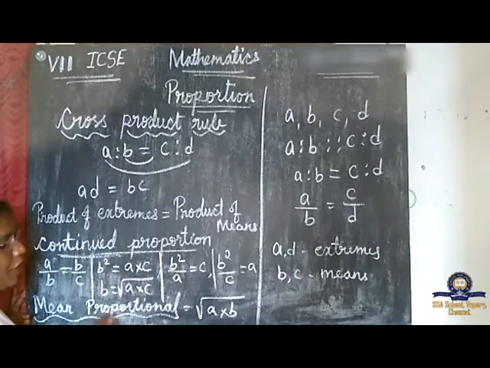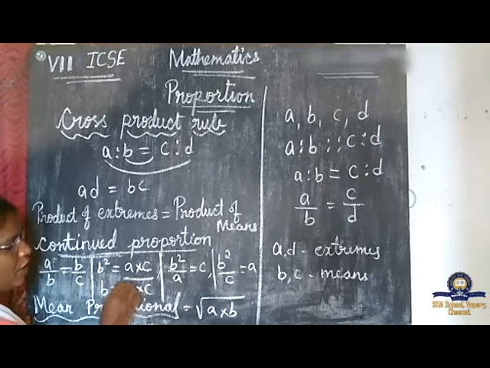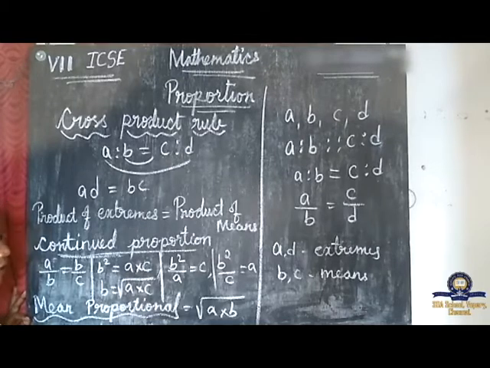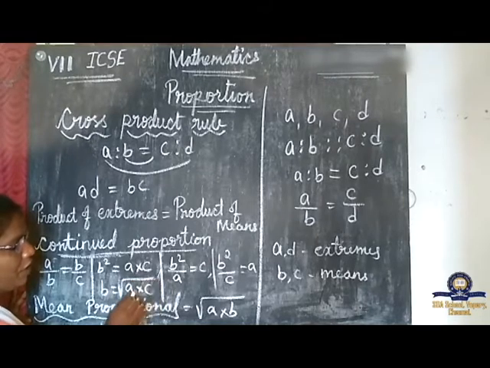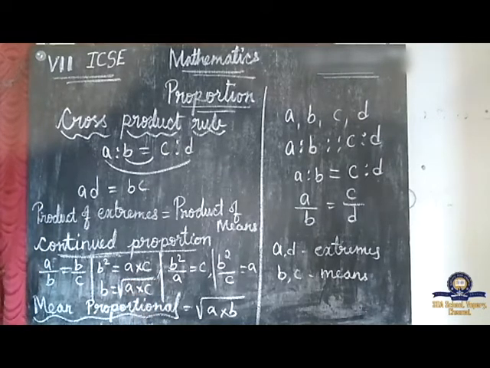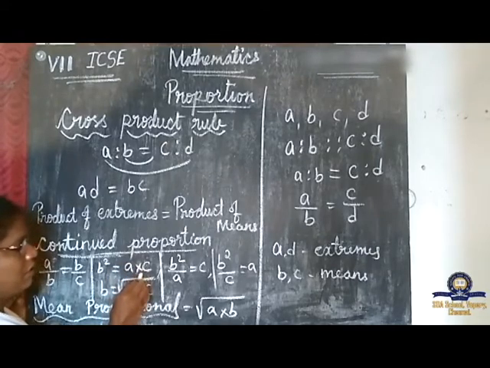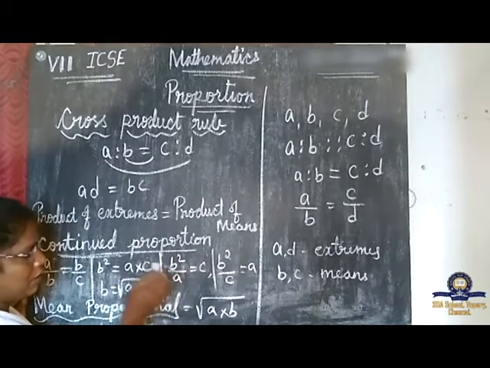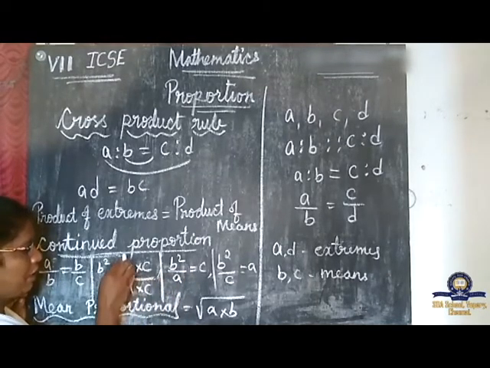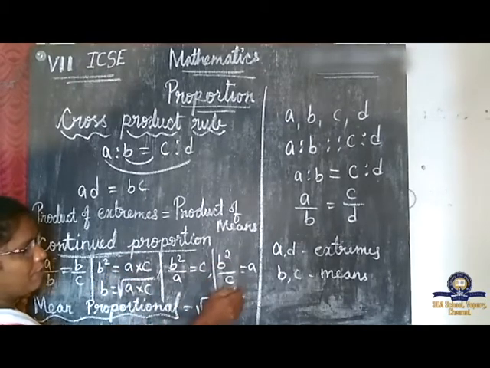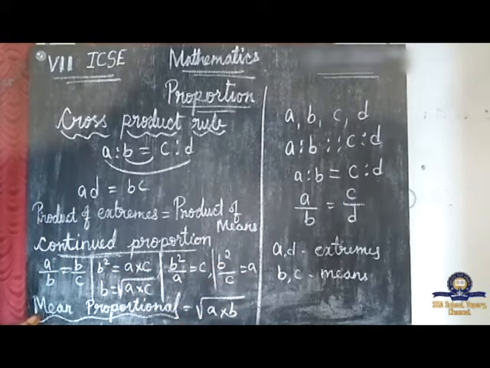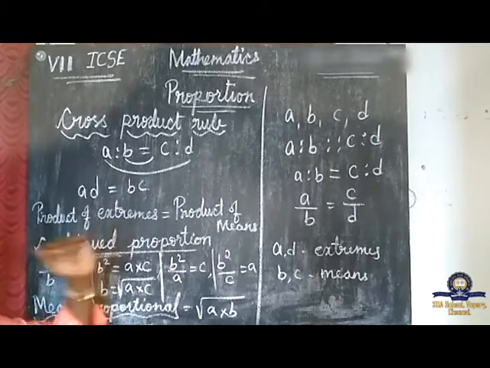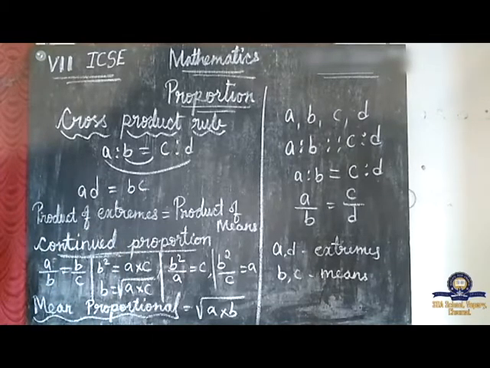That means if you want to find B, what to do? We have to take the square root of A multiplied by C. That is, B square is equal to A into C, so B is equal to the square root of A into C. In another way, if you want to find C, keep C as it is and bring A down, so C is equal to B square by A. In the same way, if you want to find A, keep A as it is and bring C down, so A is equal to B square by C. When we apply this in sums, you will understand better. This formula is what we are going to use in the exercise.